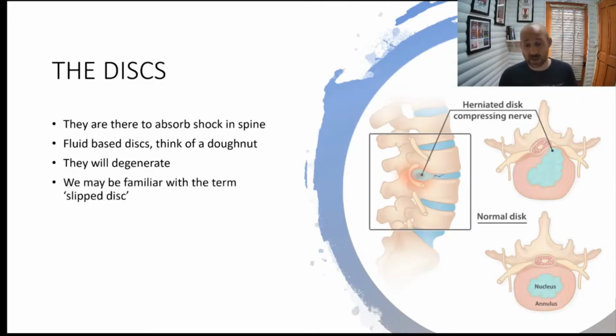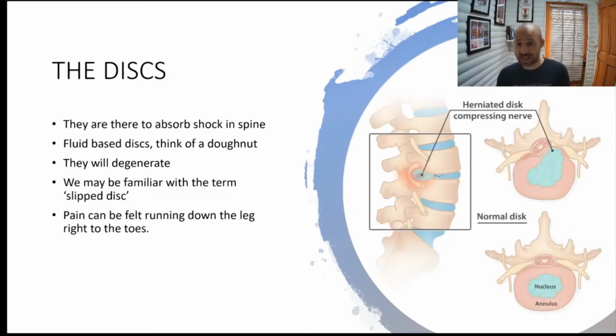And as I said, we've got this term slip disc, which we technically don't like because it's a bit misleading. We rather use the term bulging disc. And as I mentioned, the pain can be felt in the case of sciatica as something running right the way down the leg. So even if you've got pins and needles, tingling, burning happening in the toes, the issue could be right the way up in the lower back where you've got this bulging disc.